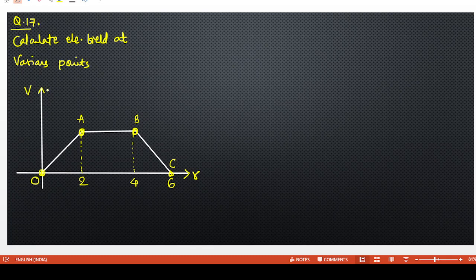This potential is measured in volt. And this position is measured in meter. And this is the electric field. No, electric field, this is potential. Potential here it is 2. Here it is 1.